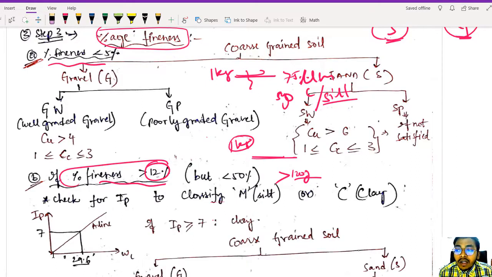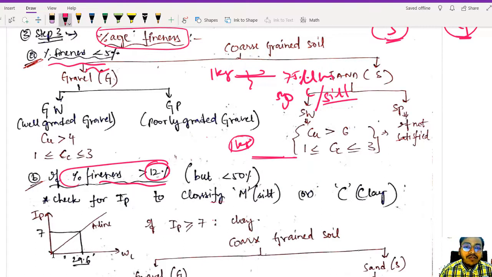Why? Because if more than 50% is passing the 75 micrometer sieve, then we will be classifying it as fine grain, not coarse grain. So if it is greater than 12% but not more than 50%, then we will be having another type of classification. What it is, we will see in detail.